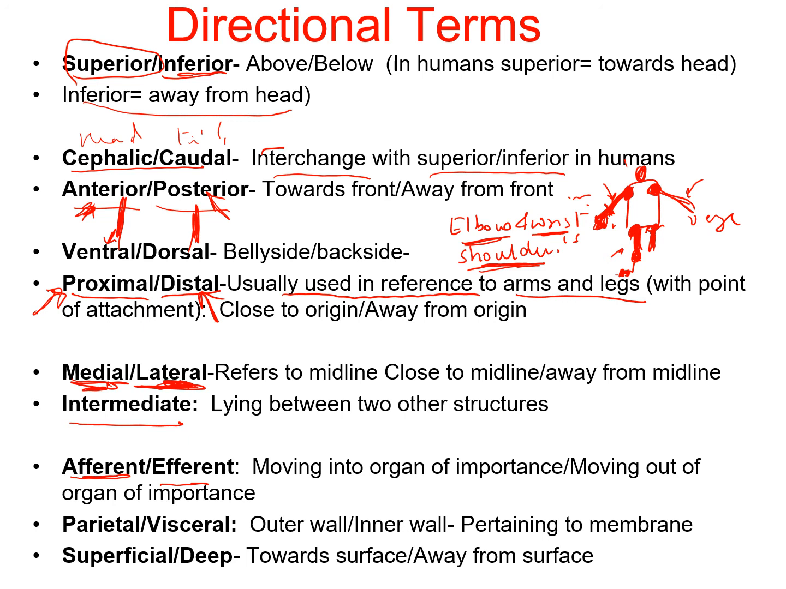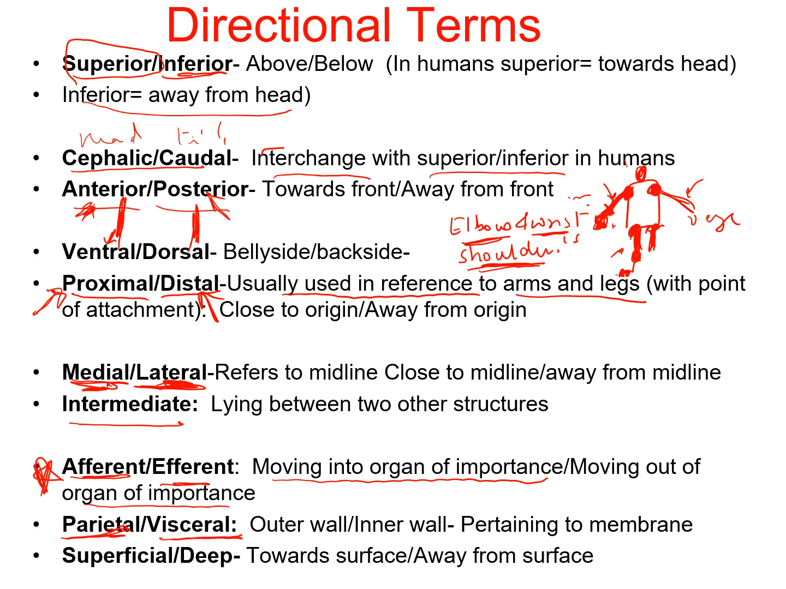Afferent and efferent. Afferent means moving into an organ of importance, and efferent means moving out of the organ of importance. You will come across these words in the nervous system, but for now you don't have to worry about it too much.